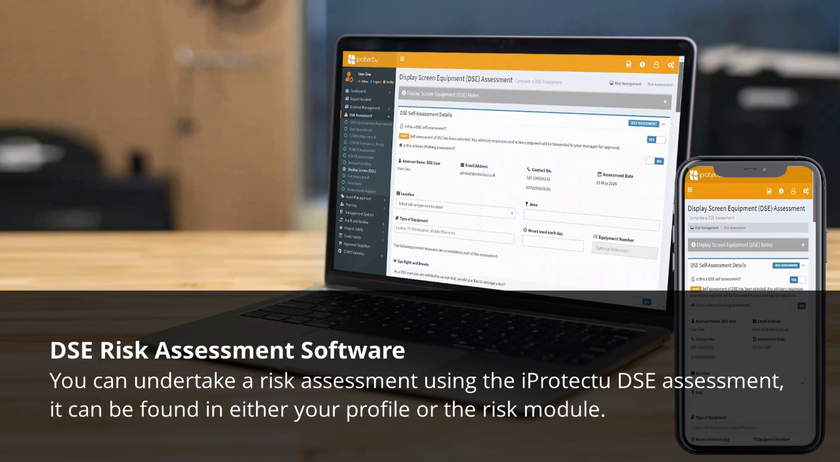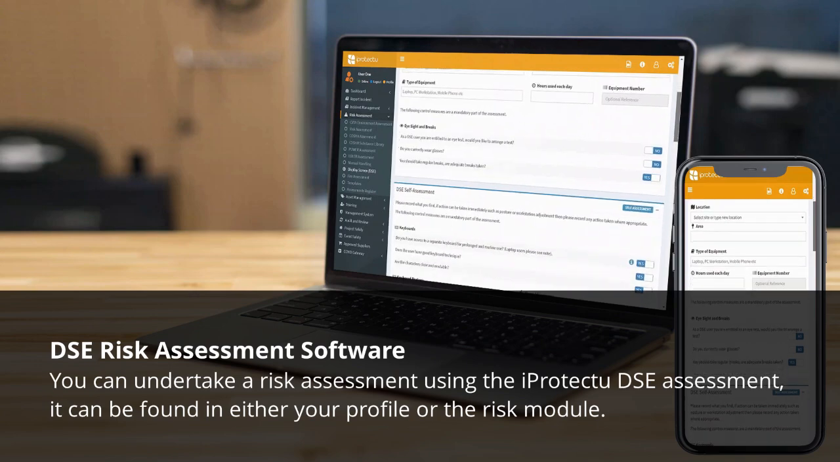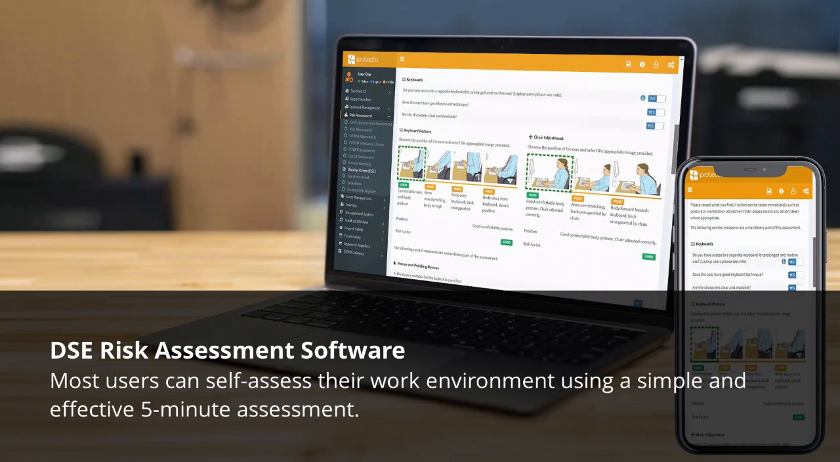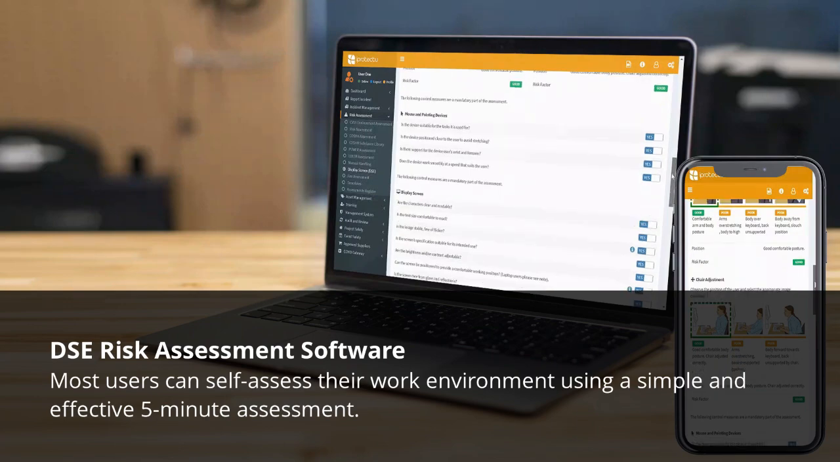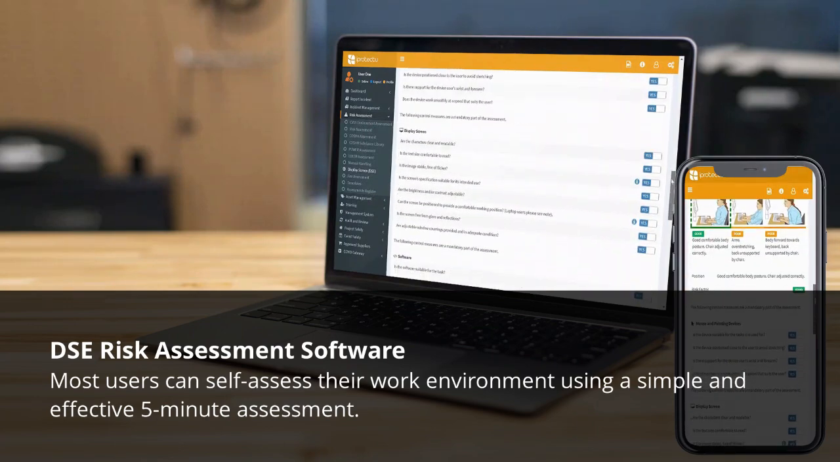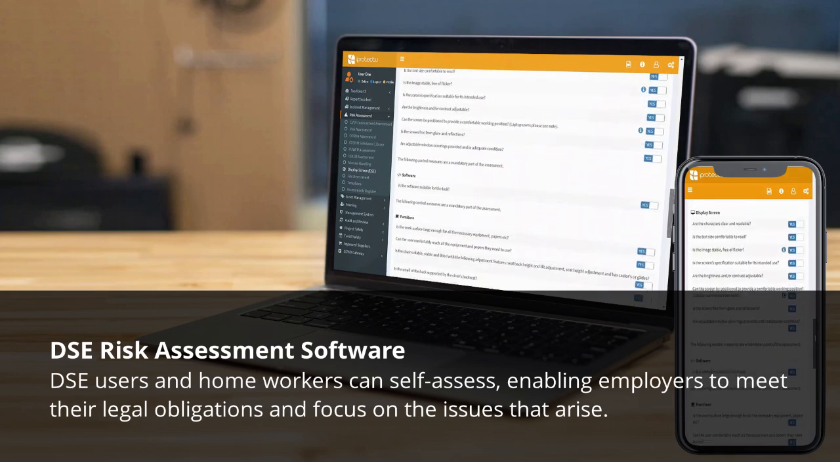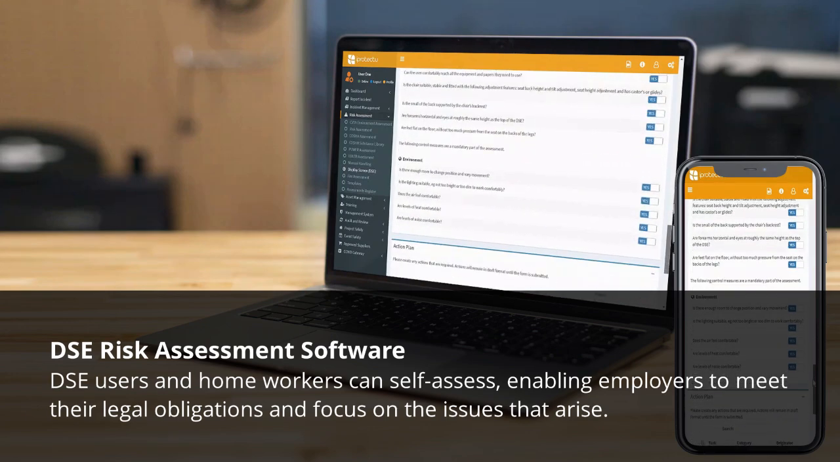You can undertake a risk assessment using the iProtectU DSE assessment. It can be found in either your profile or the risk module. Most users can self-assess their work environment using a simple and effective 5-minute assessment. DSE users and home workers can self-assess, enabling employers to meet their legal obligations, and focus on the issues that arise.